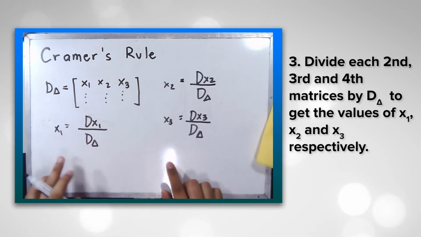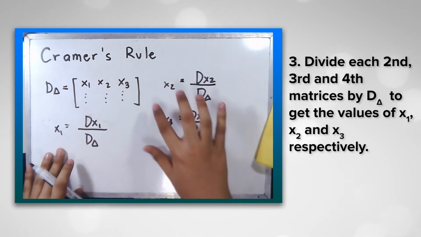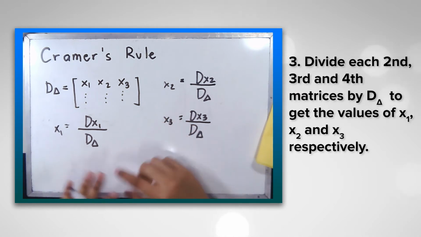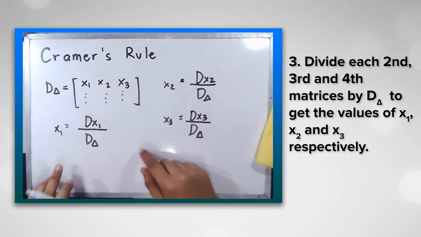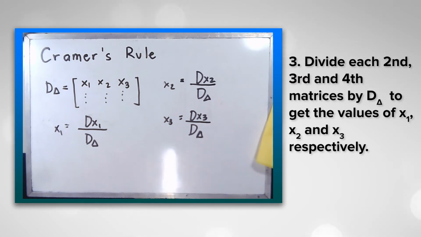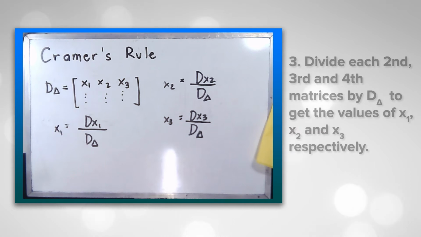After we get the values of these three, it is our final step. Therefore, the values that we will be arriving at after solving at this step will be the solutions for the linear systems of equations. So let's now proceed to our example.